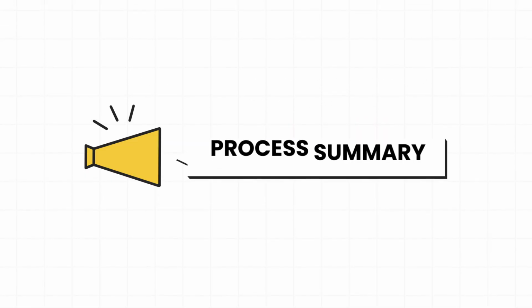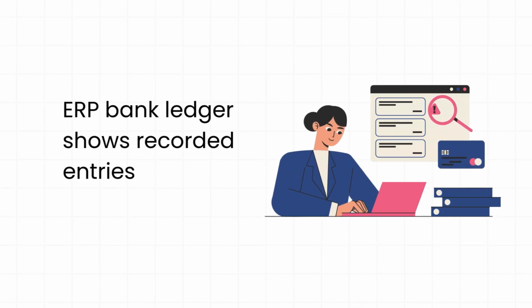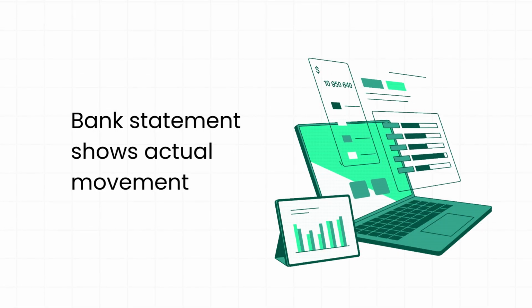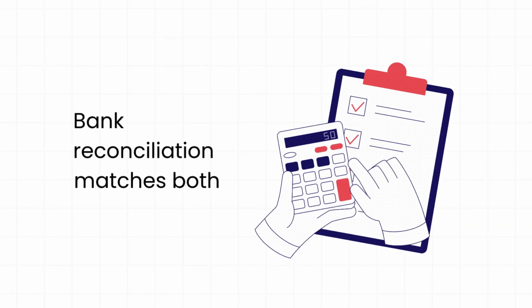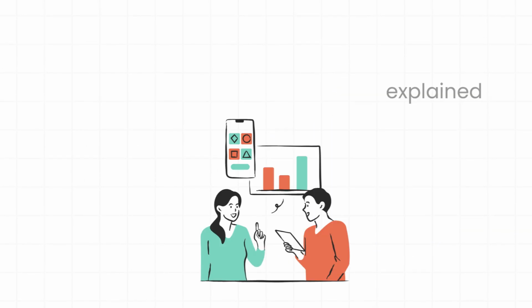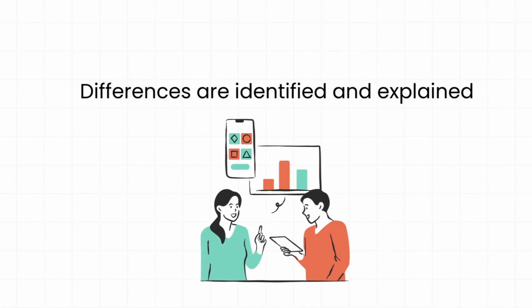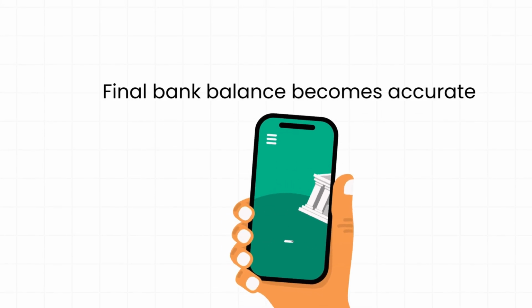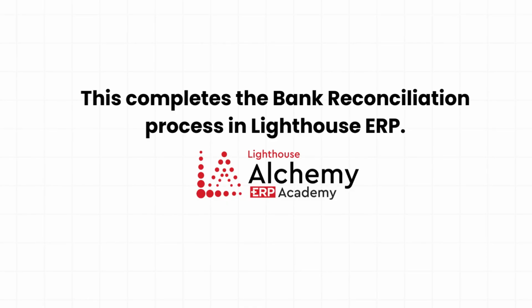Process summary. ERP Bank Ledger shows recorded entries. Bank statement shows actual movement. Bank reconciliation matches both. Differences are identified and explained. Final bank balance becomes accurate. This completes the bank reconciliation process in Lighthouse ERP.